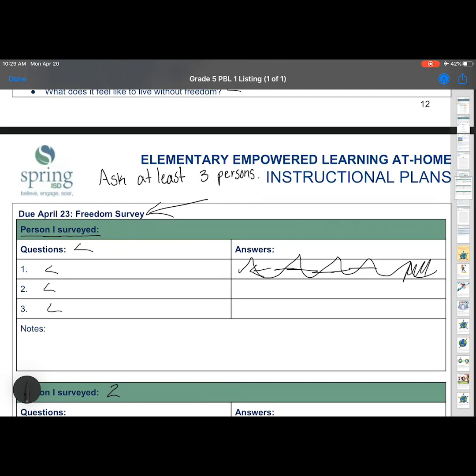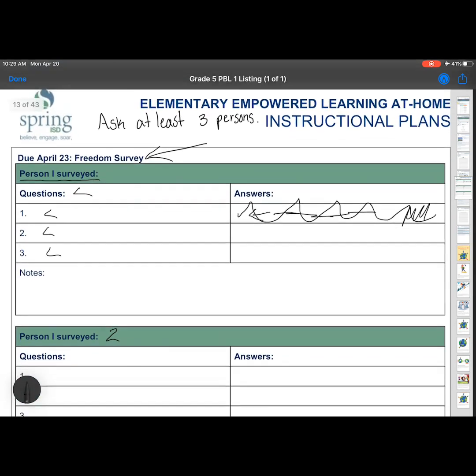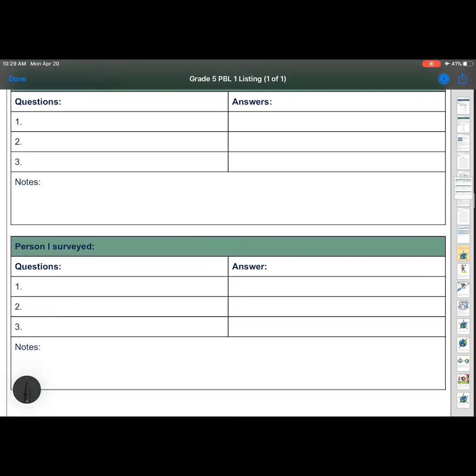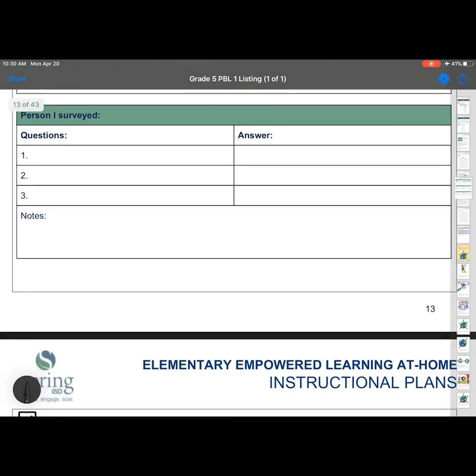Okay. And I'll give you some advice as people that are at an older age, like maybe an 8-year-old might not exactly know, but you can try. It might be interesting. Okay. I'm not going to say no, but you can try. So that's the survey. That's what's due.